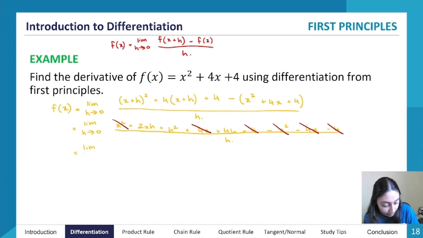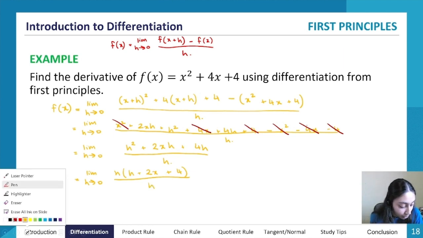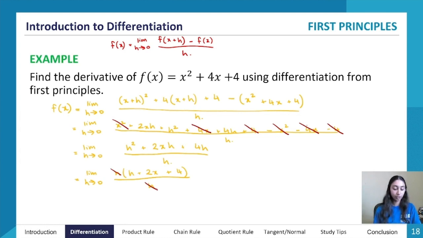So it's equal to the limit as h approaches zero of h squared plus 2xh plus 4h, all on h. Now I'm going to put an h out the front as a common factor. So the limit as h approaches zero of h times (h plus 2x plus 4), all on h. Now I can cancel these h's out. So it's equal to the limit as h approaches zero of h plus 2x plus 4.